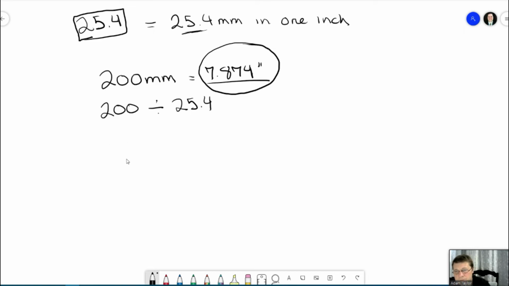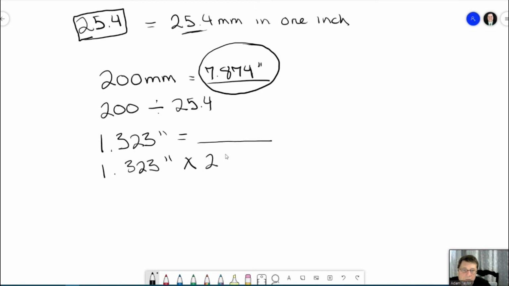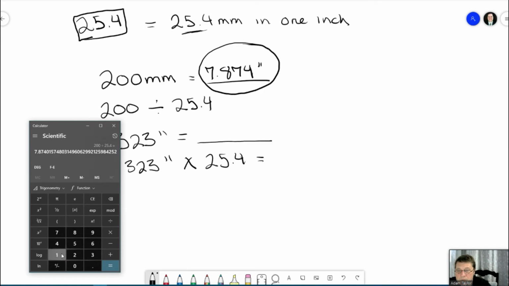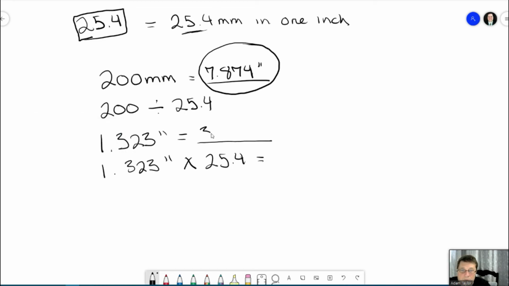The inverse is true. If you had, let's say, 1.323 inches, and I asked you to convert that into metric or into millimeters, then you would say 1.323 inches times 25.4. So 1.323 times 25.4 is 33.6042.